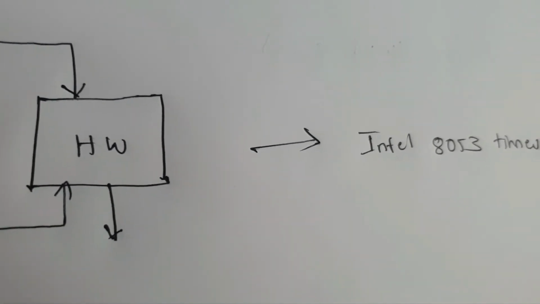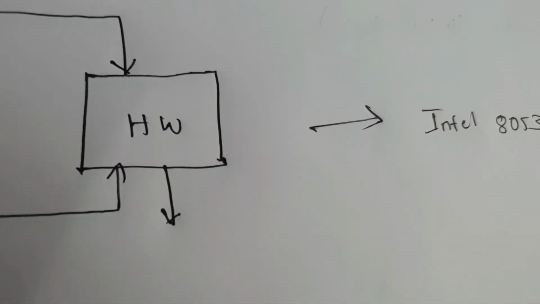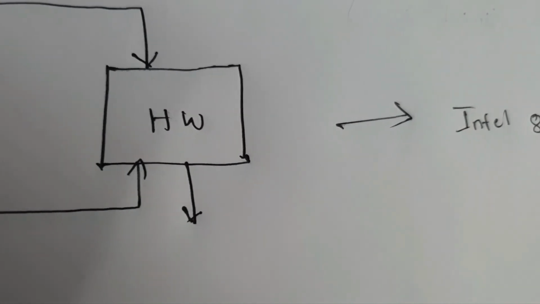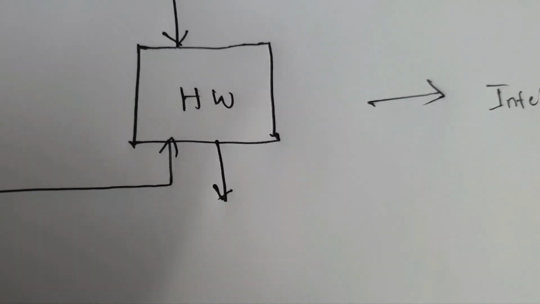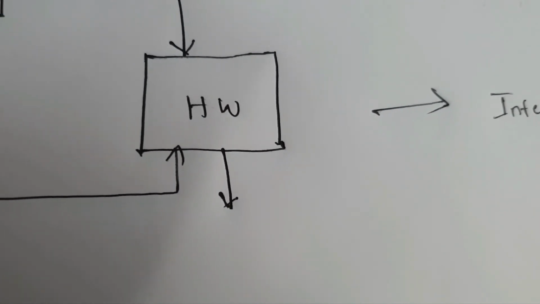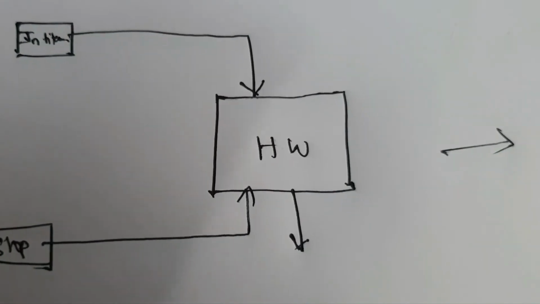For example, let us consider a timer, Intel 8253. Being a programmable timer, we require software support for initialization and stop. And another example for this is interrupt controller, which requires software for it.